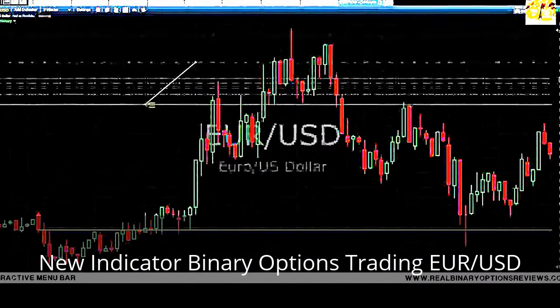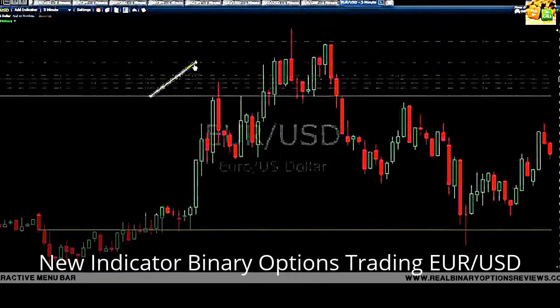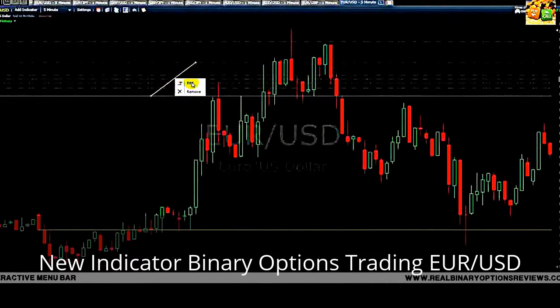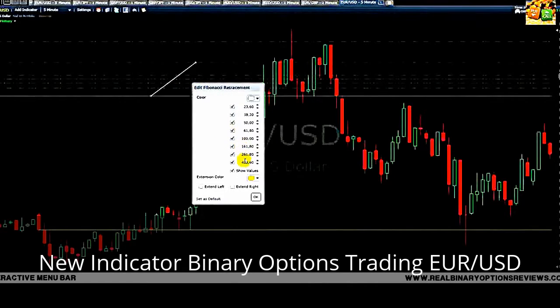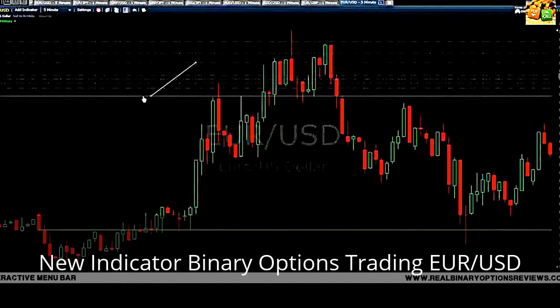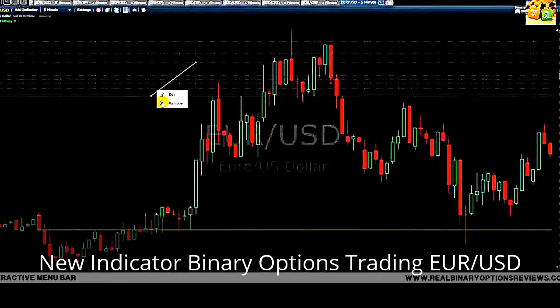So I just want to adjust the levels. I'm going to draw a line here, and I'm going to click on it and click edit. And now I want to enter an additional level here. As you can see, we have some levels defined, which are 23, 38, 50, 61, 100 and 161, and then some other levels. And I'm going to change this last level, and I'm going to enter a value of 127 and click OK. So now these levels, I'm going to show you how to use them.